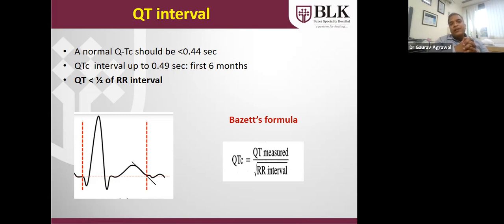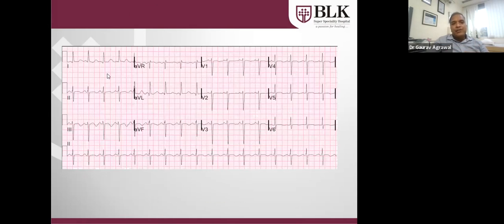A rough idea we can measure: from the start of the Q wave to the end of the T wave. The end of the T wave should not exceed half of the RR interval. Between these two Rs, there are 2.5 large boxes in the RR interval. The end of the T wave should fall before half of this, but here we see it falls a little farther away, which gives a rough idea that the QTc is prolonged. Okay, so roughly, if you don't want to calculate, then we can assess by this also.